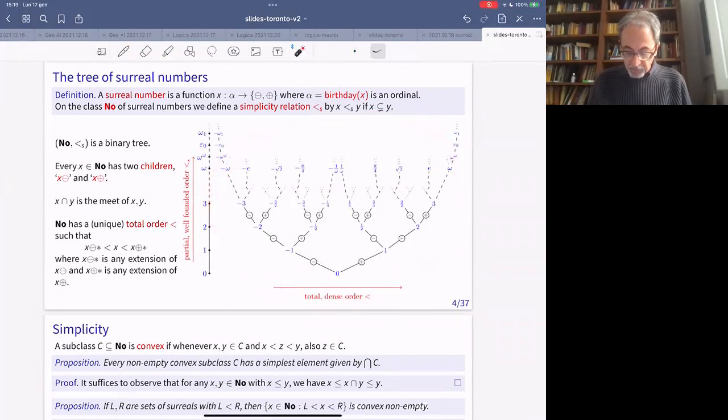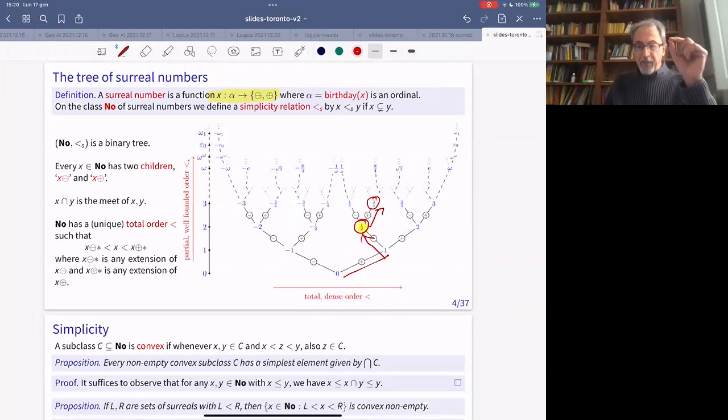Essentially, a surreal number is a function from an ordinal to a binary set, left and right, which tells you whether to go left or right. So for instance, this surreal number here is right, left, so it's plus, minus, and this one is plus, minus, plus. So you have a function whose domain is an ordinal, because these operations can be done transfinitely many times.